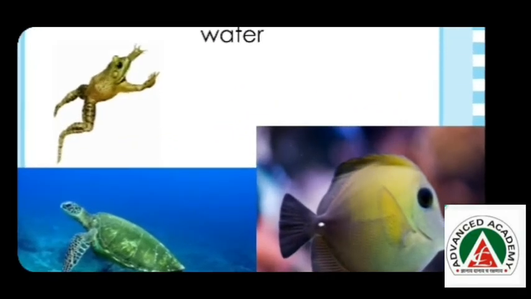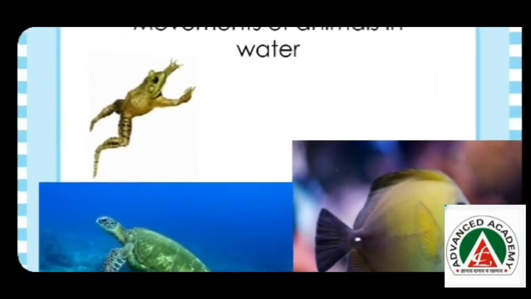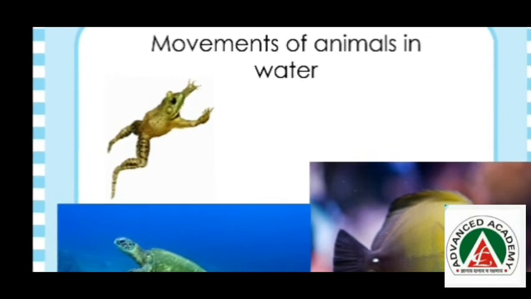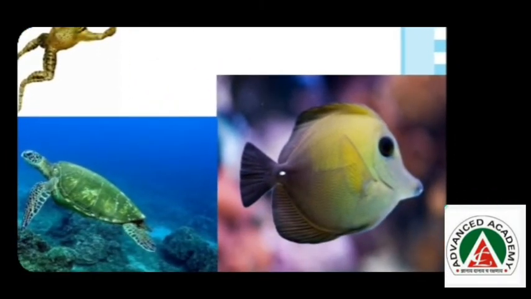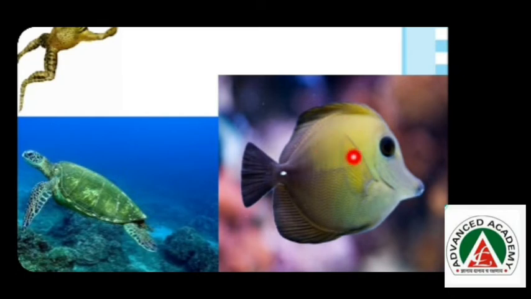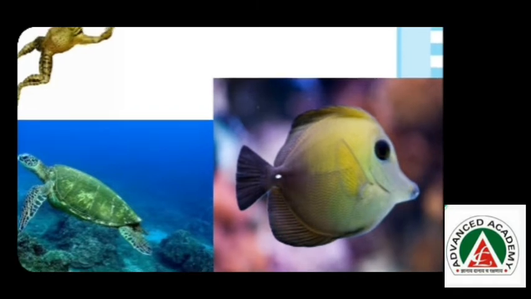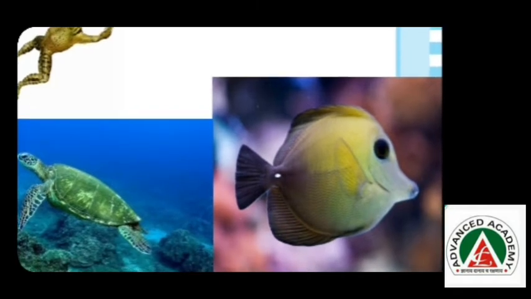Movements of animals in water. Aquatic animals such as fish, frog, crab, etc. have different organs of movement. Fish have a pair of fins in the front. These fins help to move forward. There is a fin at the lower abdomen. This fin helps in balancing the body. The tail fin helps in changing the direction.